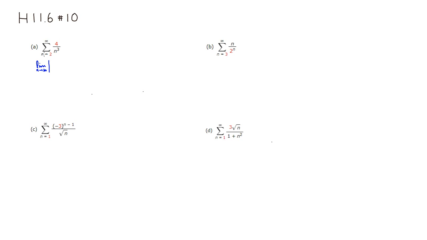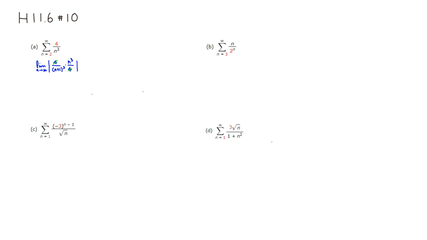Absolute value of a_(n+1), so it's going to be 4 over (n+1) cubed. Then multiply by the reciprocal of a_n, so I'm just going to put it upside down: n cubed over 4. Then we can cancel the 4 on top and the 4 on the bottom.